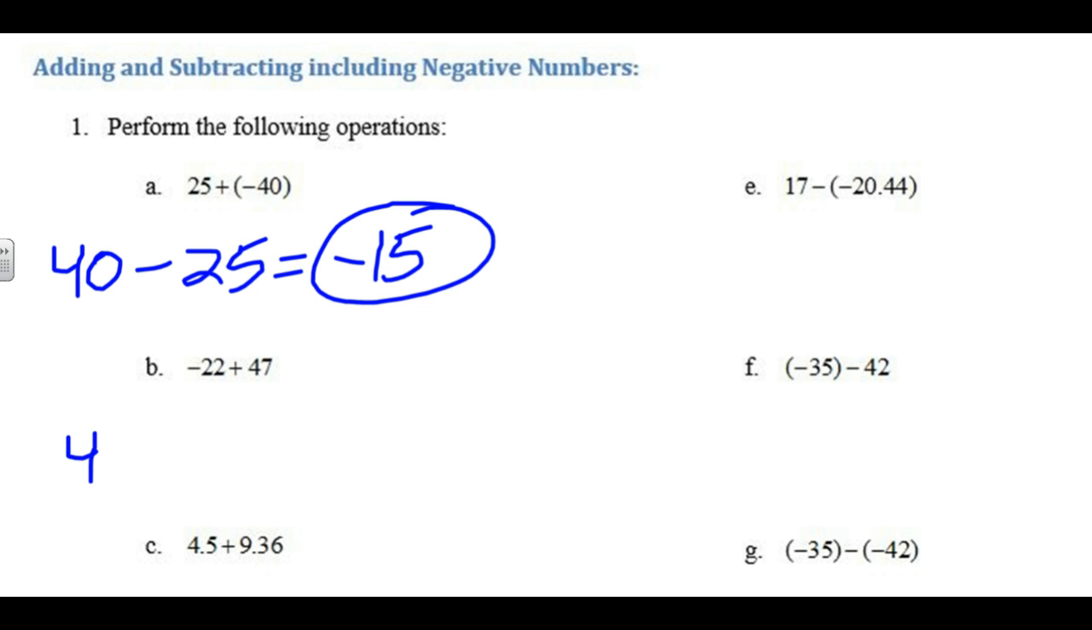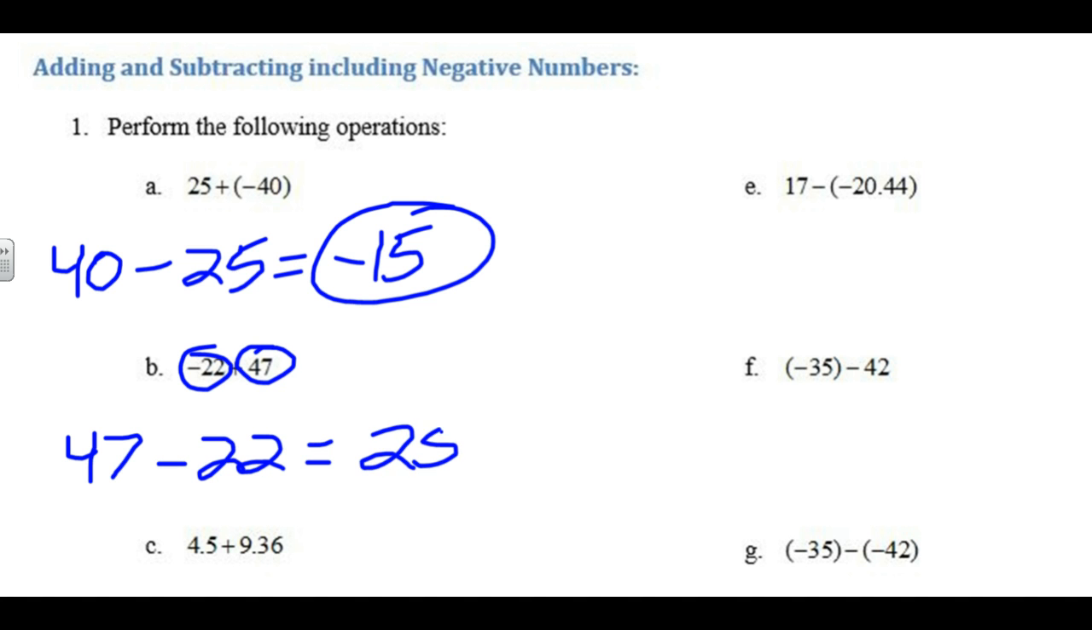Again, different signs, one being negative, one being positive, so we're going to subtract their absolute values. 47 minus 22 is 25. 47 has a greater absolute value. That means we're going to keep the sign of 47, which is positive, so our answer is just 25.